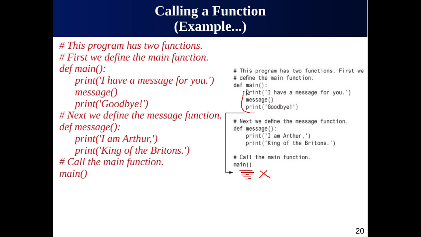Once you run this program, you will see the output like this. First, the statement "I have a message for you" will be displayed. Then we have a call for the message function. Inside the function message, the second statement will be executed, that is "I am Arthur," third, "king of the Britons." Then jump back, display goodbye, jump back, no more statements, program is terminated. This is how we actually call a function and how things actually happen.